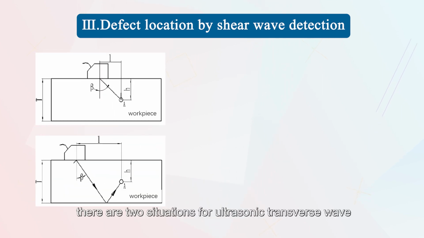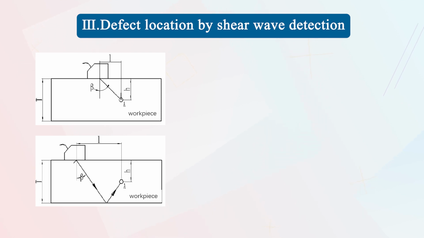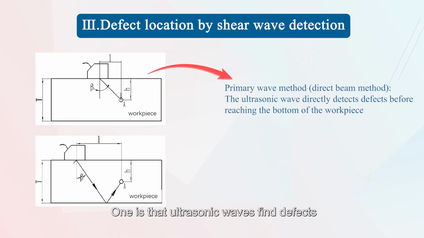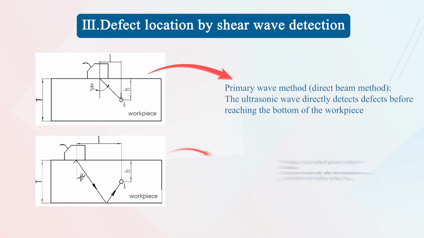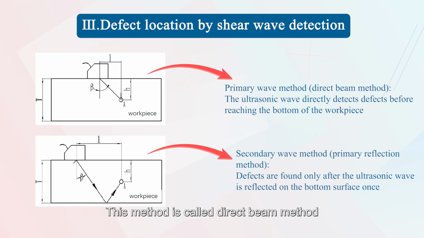Generally, there are two situations for ultrasonic transverse waves to find defects. One is that ultrasonic waves find defects before reaching the bottom of the workpiece. The method is called the direct beam method, also called the primary wave method. In the other case, the defect is found after the ultrasonic wave is reflected by the bottom surface once, which is called the primary reflection method, also called the secondary wave method.